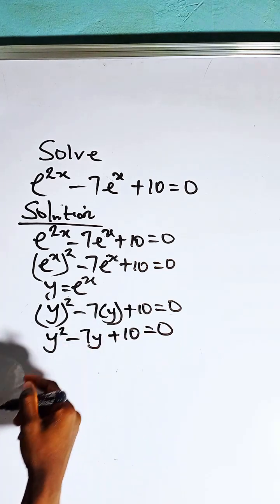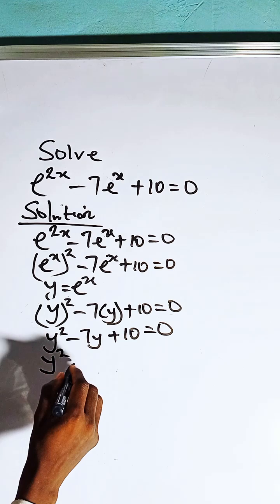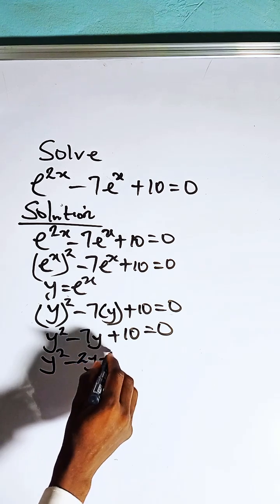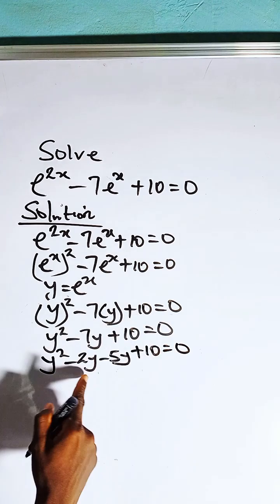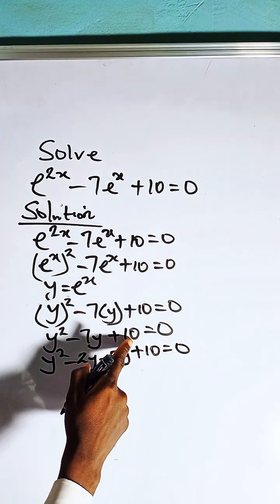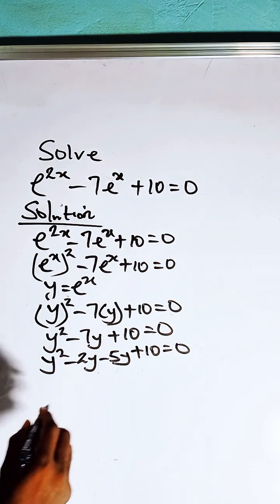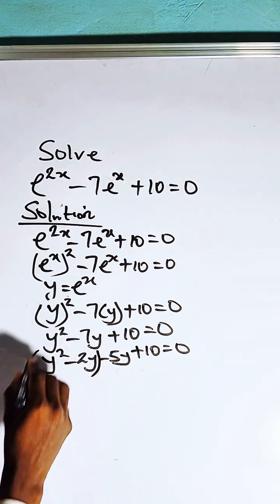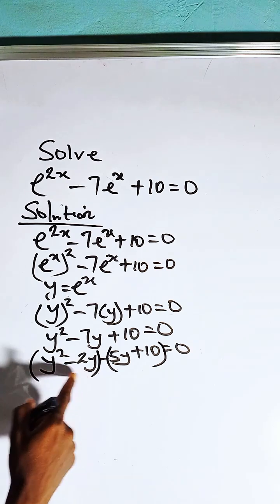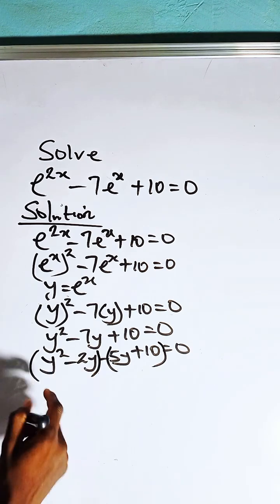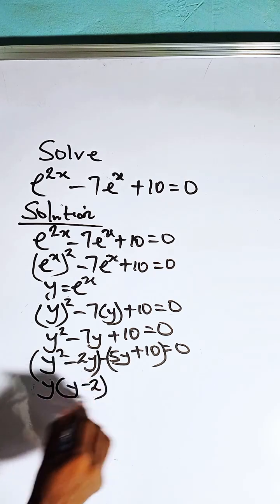So we can factorize this. We say y squared minus 2y minus 5y plus 10 equals 0. The product of the two factors gives us 10, and the sum of the factors gives us minus 7. From here we can group. When we group, the highest common factor in the first pair is y, so we factor out y and have y into y minus 2.